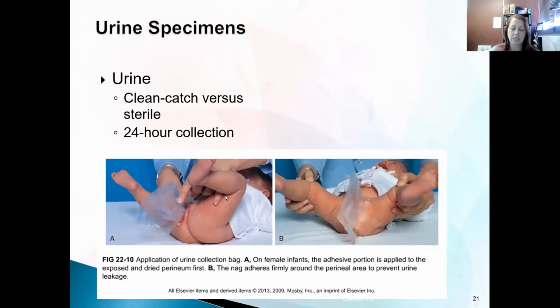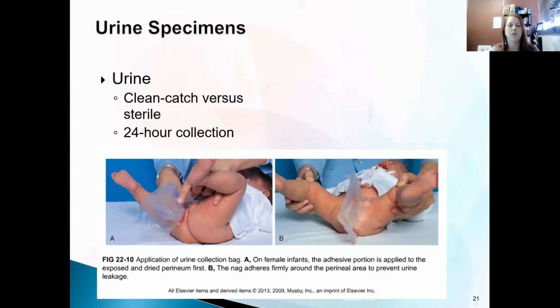Boys, much easier to get it to stick than girls. But this is an example with a little girl with this bag on. So if you're doing a clean catch, this would be the preferred method. Another way that you can do a clean catch with an infant is to take cotton balls and put the cotton balls into the diaper and put the diaper on them. And then when they pee, those cotton balls will soak up the urine. So you take the cotton balls out, get a big 60 cc syringe. If you pull out the plunger, you can put the cotton balls into the 60 cc syringe and then put the plunger in and squish out the pee. That's another way to get a clean catch on an infant.